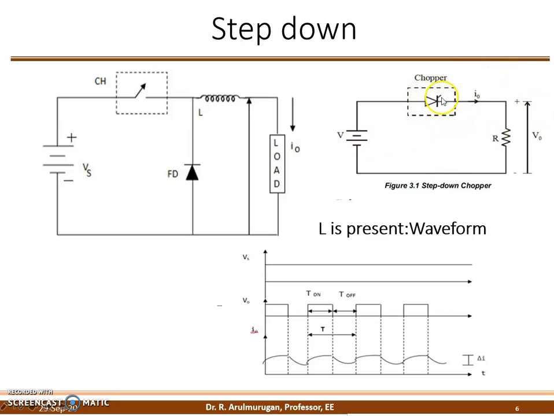Whenever the switch is on, I will give 10 volts, and the 10 volts comes to the output. When the switch is closed, 10 volts is coming to the output. If the switch is not closed, 0 volts comes to the output. Is any filter used in that circuit? No filter is used.